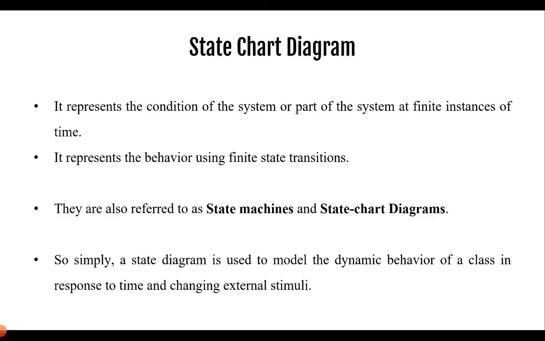State chart diagram represents the condition of the system or part of the system at finite instances of time. We have to remember that here the system representation is important. It represents the behavior using finite state transitions and is also known as state machines or state chart diagrams. So this is similar to a concept which we have already done in our courses like formal languages and automata theory, where we deal with state machines. So here also it represents a similar concept.